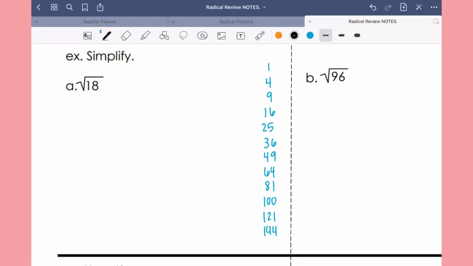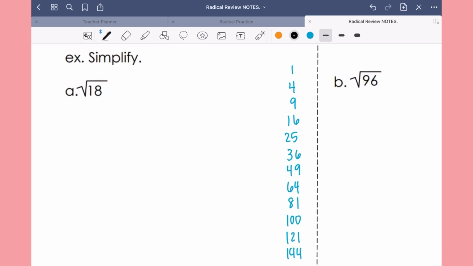Hello everyone. So if you're here, it's because you want to check your work on the 6 problems that we have in our notes. Hopefully you at least attempted it. Remember, you can't get anywhere unless you're trying, and then learning from your mistakes as you complete these problems. All right, so here it says simplify.